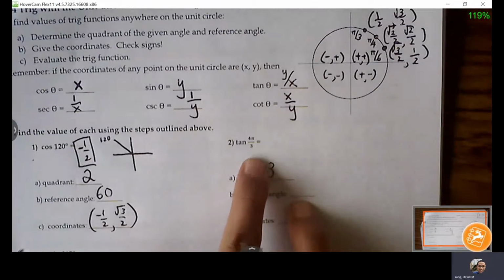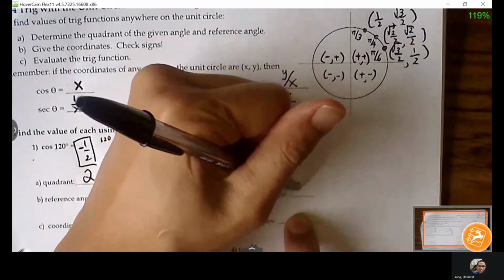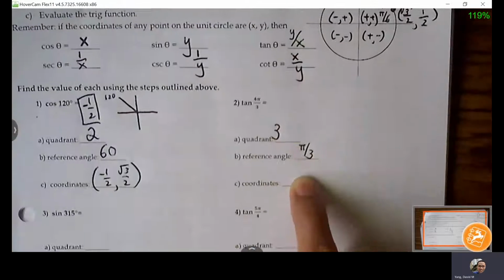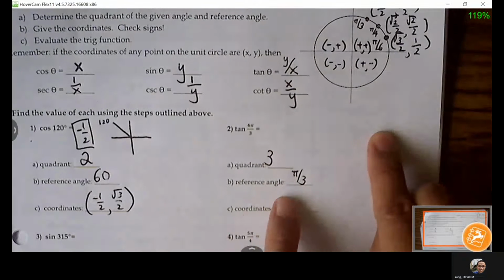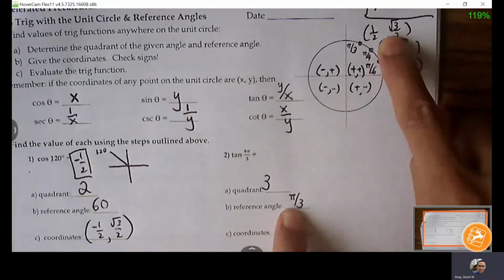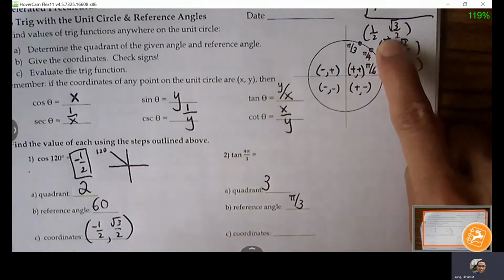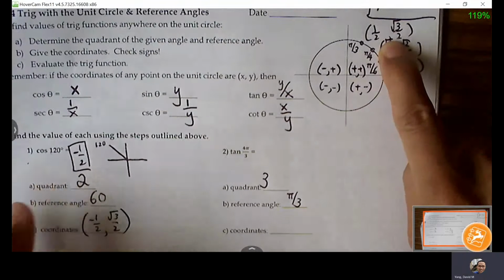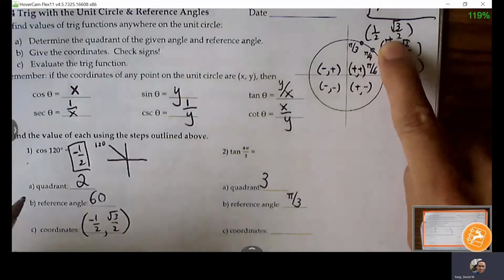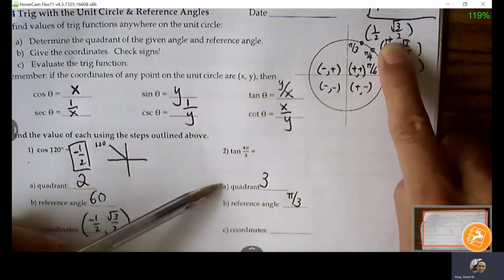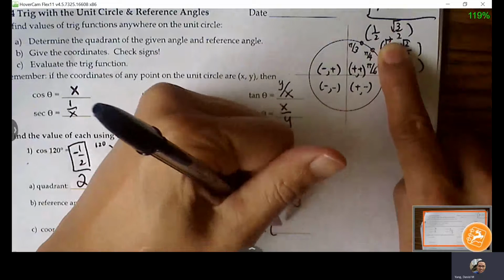Reference angle: you see that 3 in the denominator, so it's easy to spot. We know we're dealing with these order pairs. We just have to adjust the signs. What are the signs going to be in the third quadrant? Negative, negative.